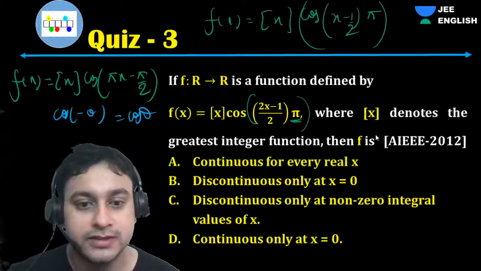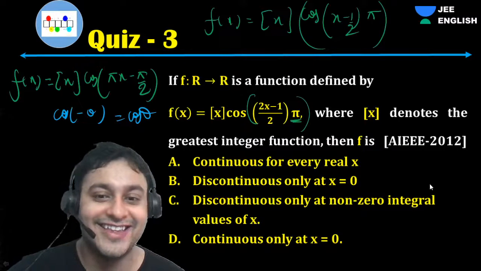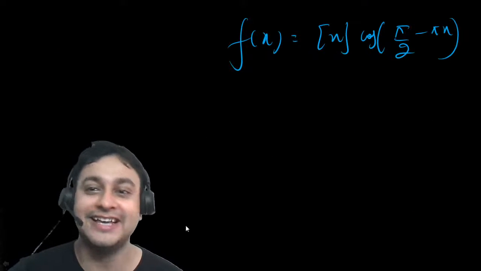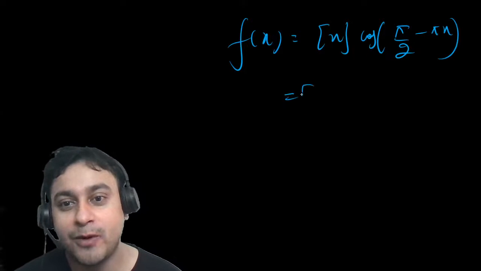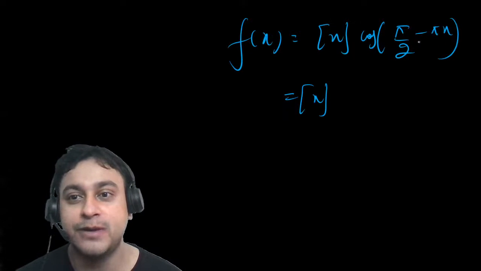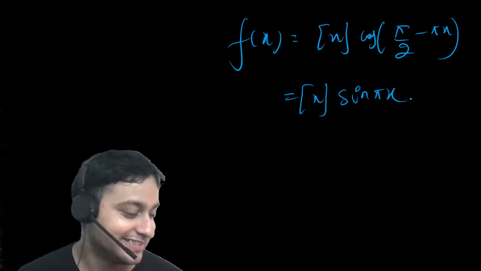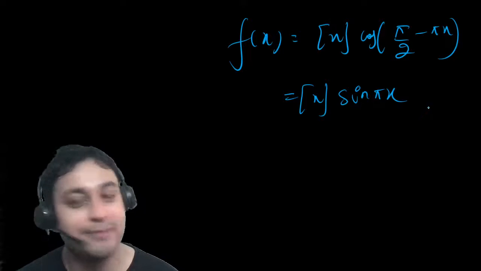Now Sindhuja, that's the very interesting problem. See guys, the thing is, wouldn't it become box of x? What is cos of pi by 2 minus theta? Can I say sine pi x? Right? Isn't it box of x into sine pi x?